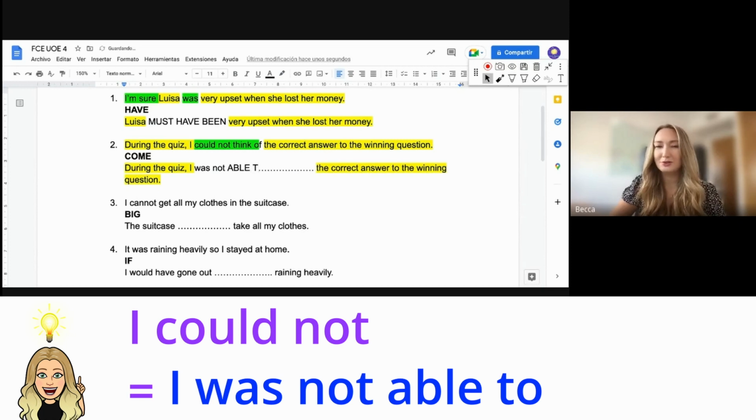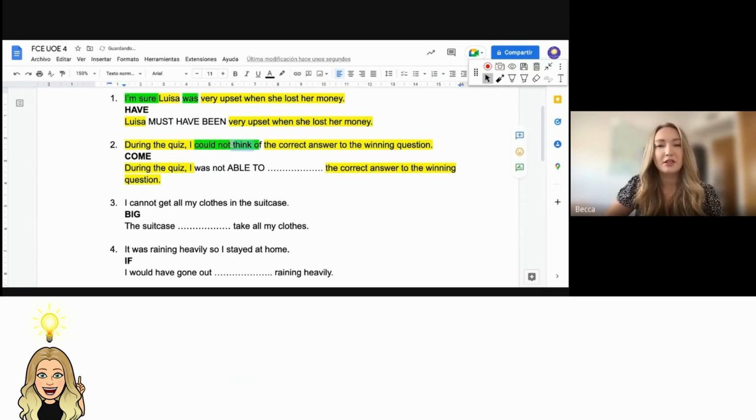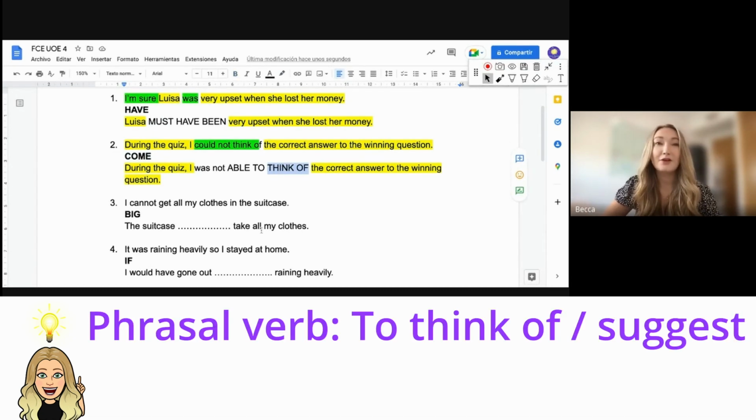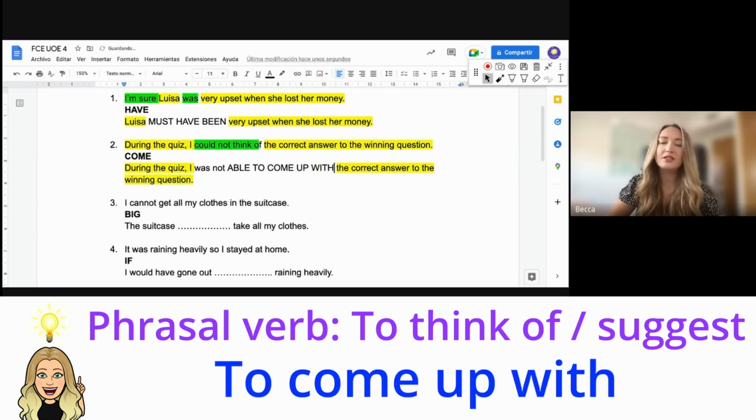Okay, so now we have think of, right? But if we say I was not able to think of the correct answer to the winning question, this is fine, but we haven't used the word come. So a phrasal verb that means the same as to think of, using the word come, is to come up with. This is an extremely common phrasal verb, especially in the B2 exam.